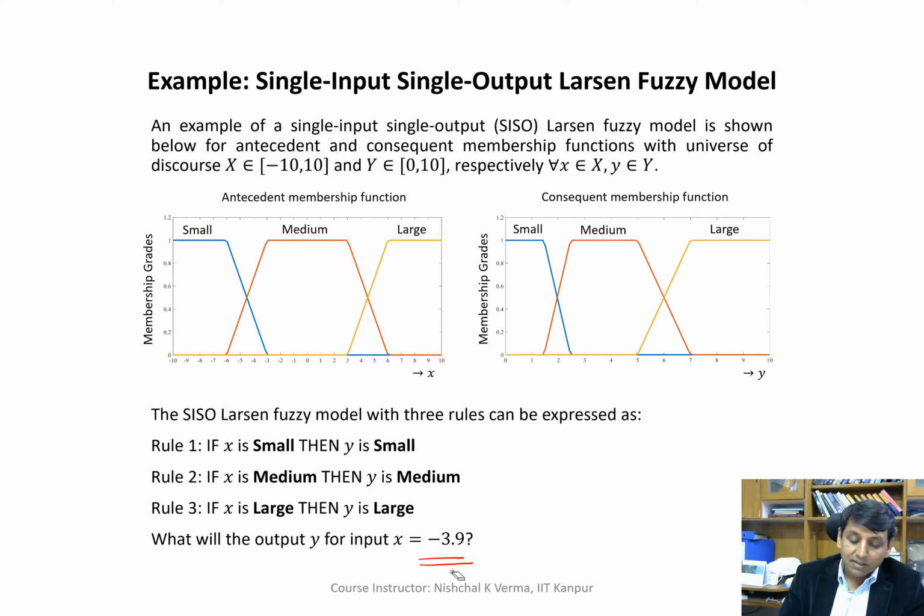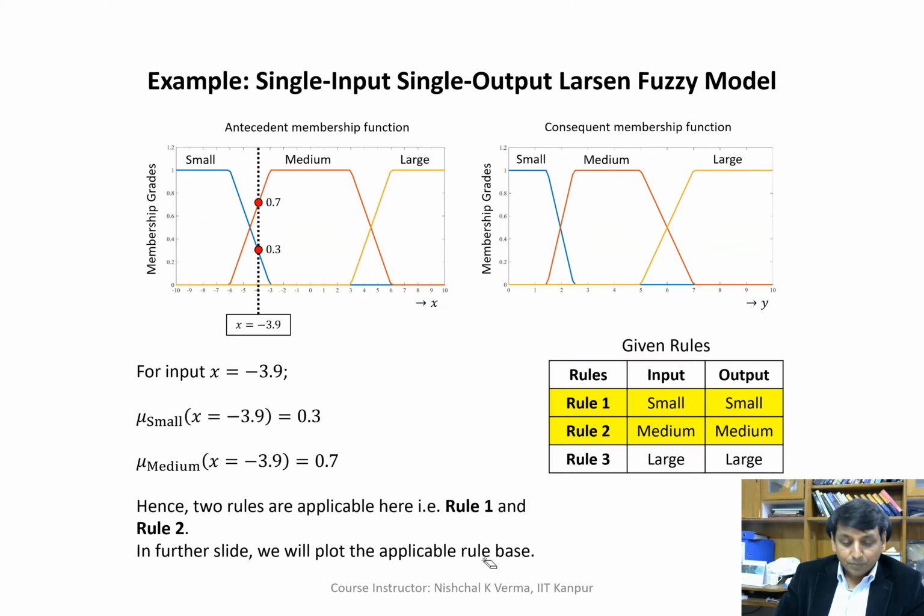So let us apply this input. Please understand that the input we are giving to the model is a crisp input. So we have x is equal to minus 3.9, and this is a crisp input. When we supply this input to the Larsen fuzzy model, let's see what output we are going to get. When we apply this input, we see that corresponding to x is equal to minus 3.9, we get two points of intersection.